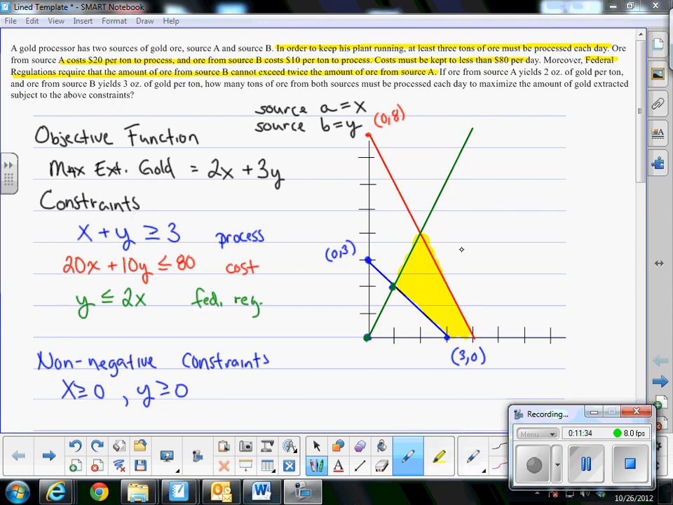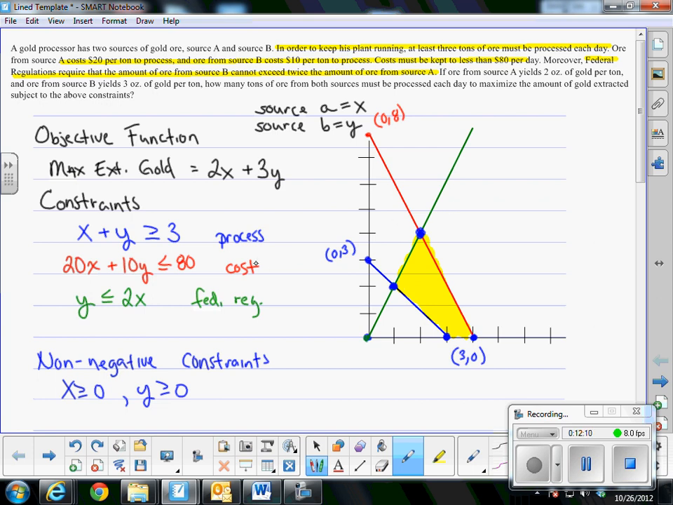Now we talked about in class how the corner points of our feasible region are the potential points that are going to provide us with an optimal solution. So really those are the only points that I'm concerned about in this region. In order to find those, we essentially have to use systems of equations to determine what that ordered pair is.